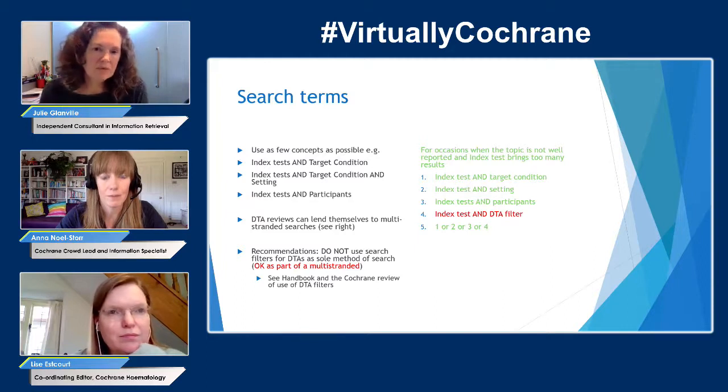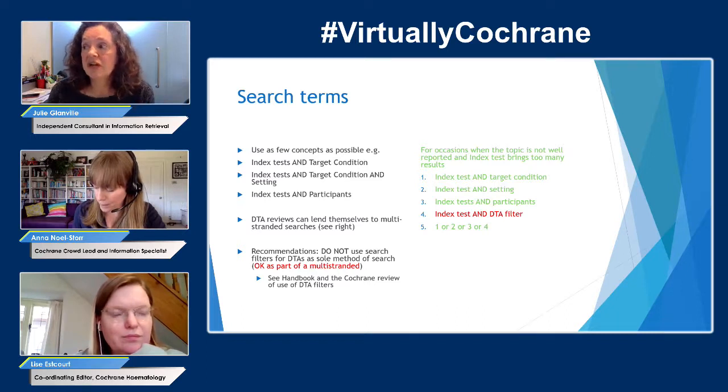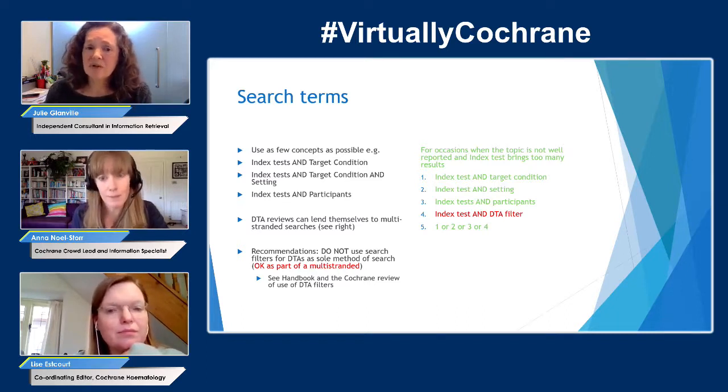So the suggestions about developing your searches are to, as we've already discussed, try and use as few concepts as possible, ideally two concepts. And as Anna has mentioned, the multi-stranded approach is particularly fruitful, I think, in the area of DTA reviews. If you do use a multi-stranded search, then as you can see on the right-hand side in green, in set 4, you could think about using DTA filters combined with the index test perhaps as one part of an overall series of searches. So with a multi-stranded search, we have several different approaches, and we then combine the search results together in the final set. So in this case, in set 5.